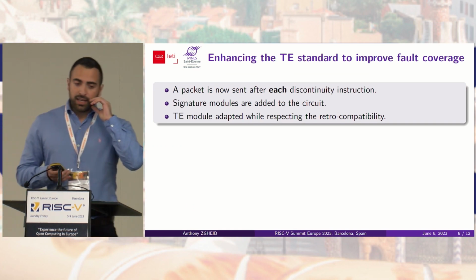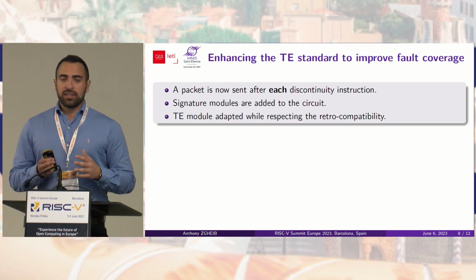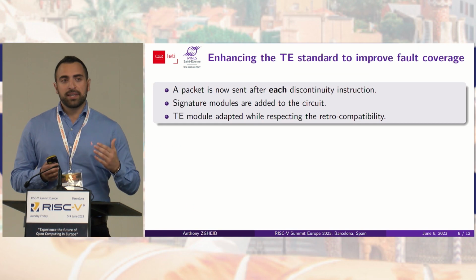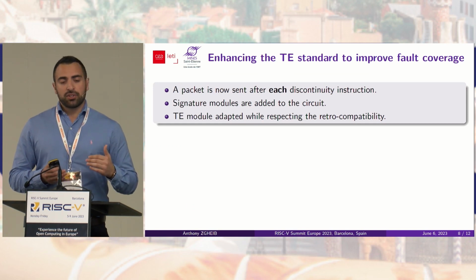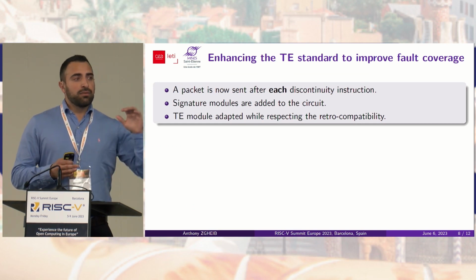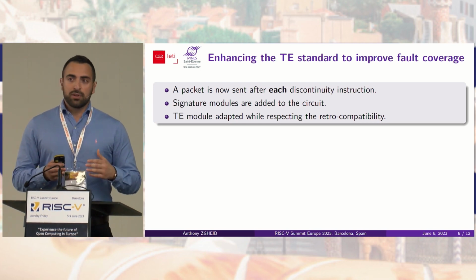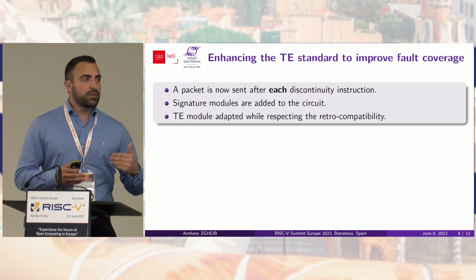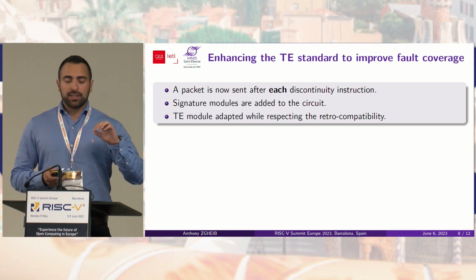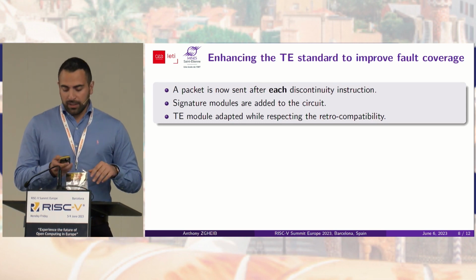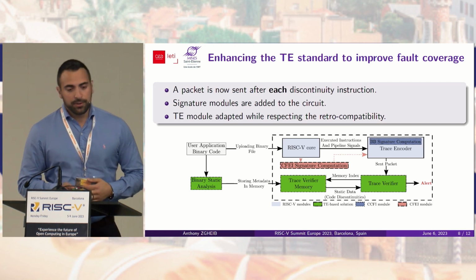So now with the enhancement, we made modifications to the trace encoder in order to send the packet after each discontinuity instruction and not only by fulfilling the conditions in the standard. And also to cover more the code integrity and the code execution integrity, we added a signature model to the verification circuit, as we can see here.